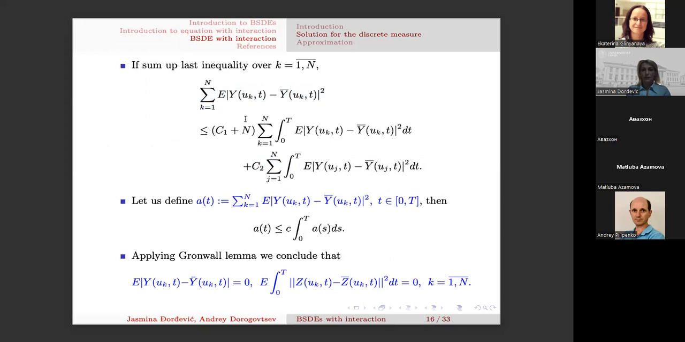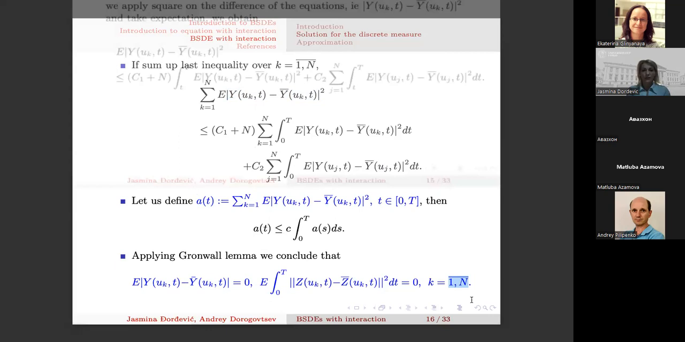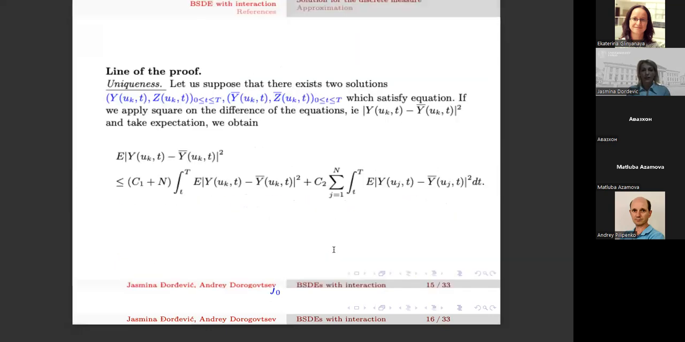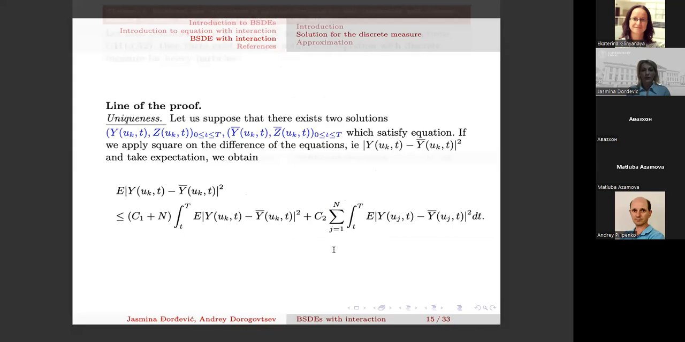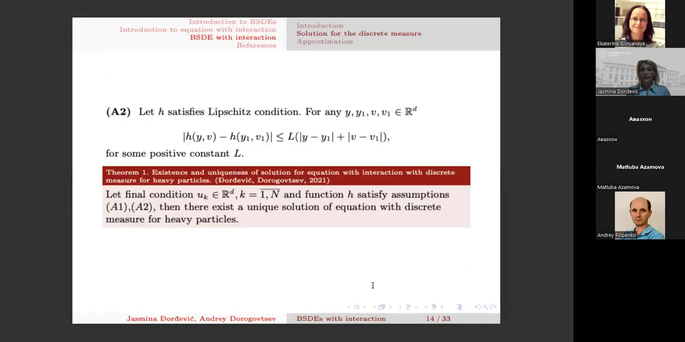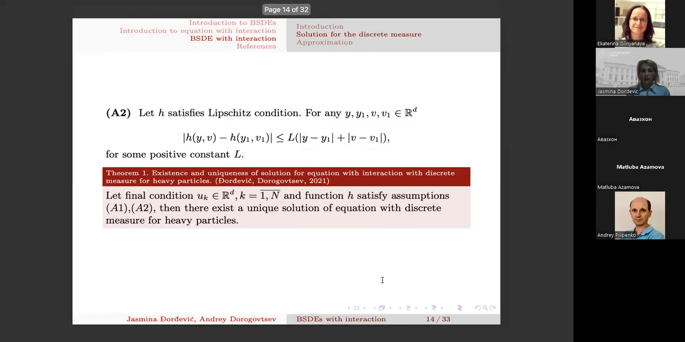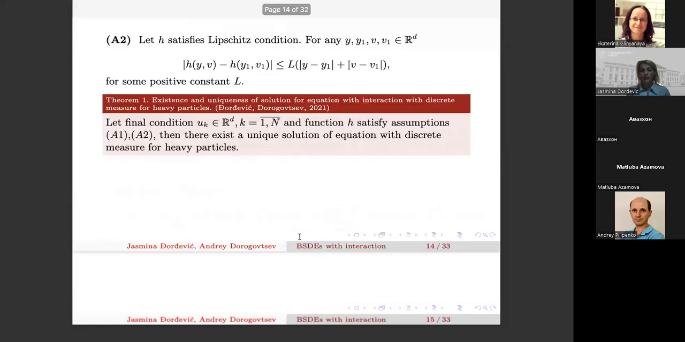Because this sum is involved in all of the members, if we use the notation A_t for this sum, then the previous inequality reduces to this simpler one. By direct application of the Gronwall-Bellman lemma, we have that first, this is 0 for every k from 1 to n. Let me go back to the previous one. Then we have directly from the definition of the equation, I just want to show you once again that the inequality for the control processes will also hold. So by the definition of uniqueness, we have that a unique solution exists.